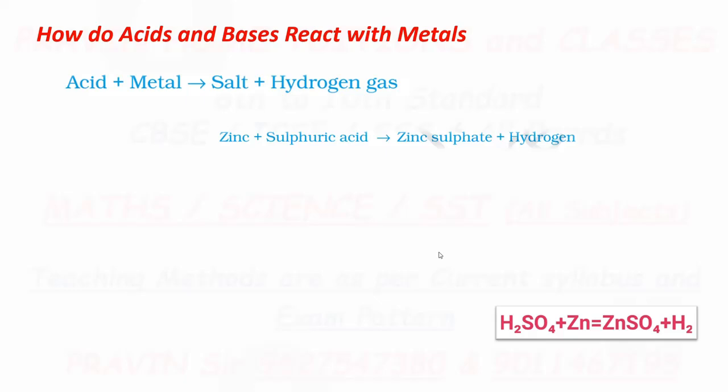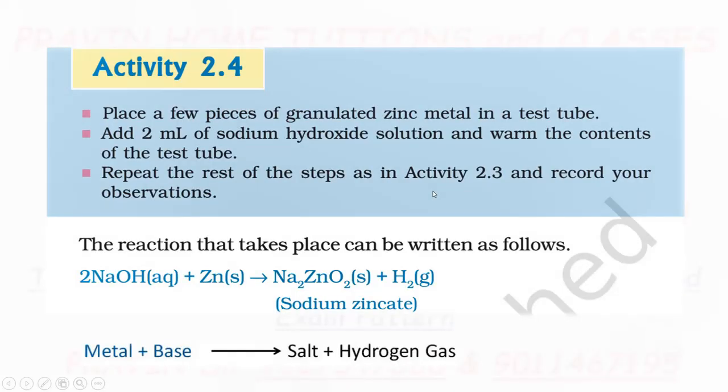That we will study. First, if acid reacts with metal, the products formed are salt and hydrogen gas. See example. Zinc, when it reacts with sulfuric acid, zinc sulfate is formed, zinc sulfate is a salt, and hydrogen gas is evolved.